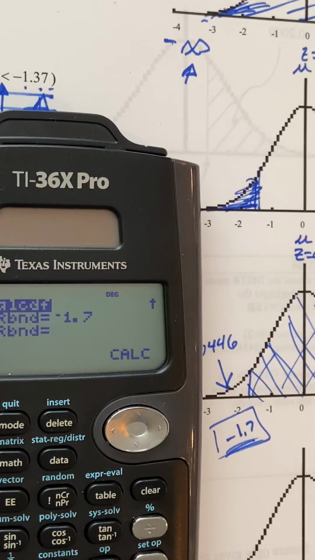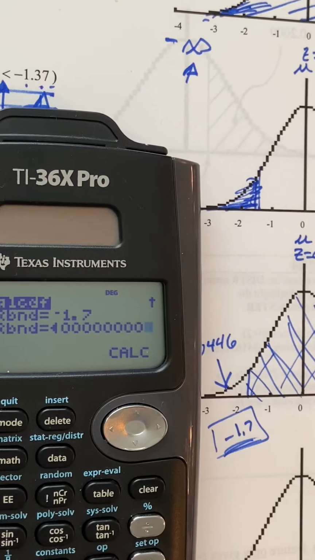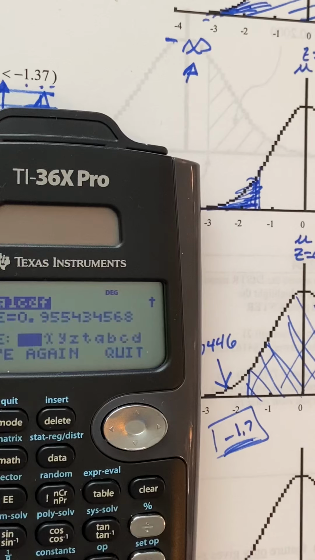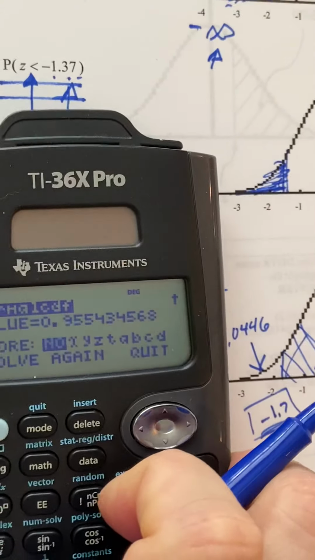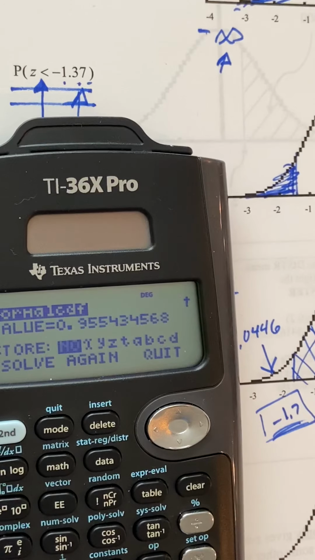So how do you put positive infinity in there? I just hit 1 and then a bunch of zeros. Maybe not 99 zeros, but maybe 10 zeros, and that will indicate positive infinity, and then you can calculate based on that. The area to the right of negative 1.7. Voila.